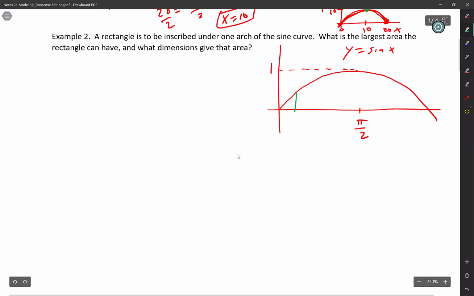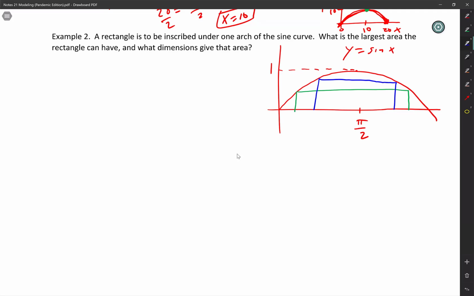Or I can have a rectangle looking like this blue one. It's not perfect, but it's supposed to be symmetric. It's supposed to be symmetric right on pi over 2. So what they want to know is, what are the dimensions? What's the biggest rectangle I can fit under that curve?